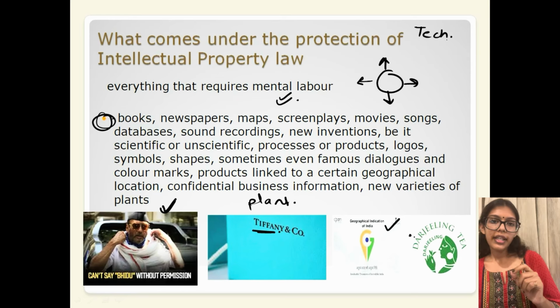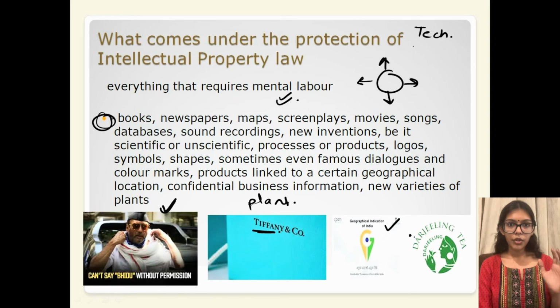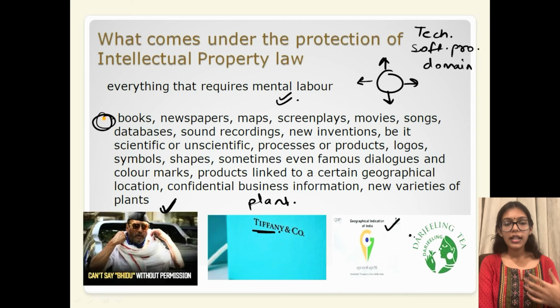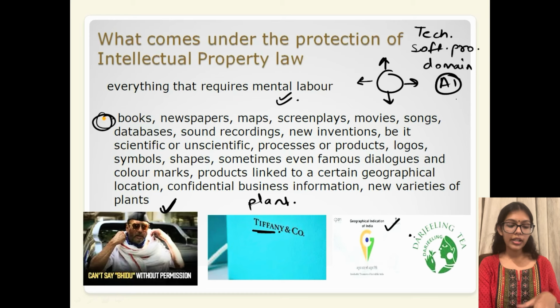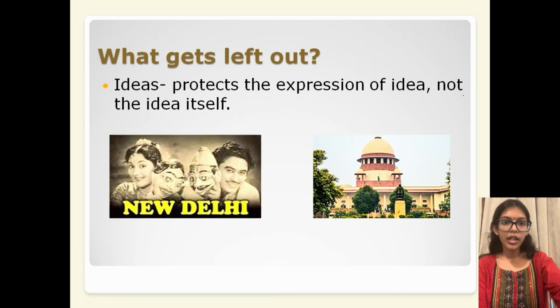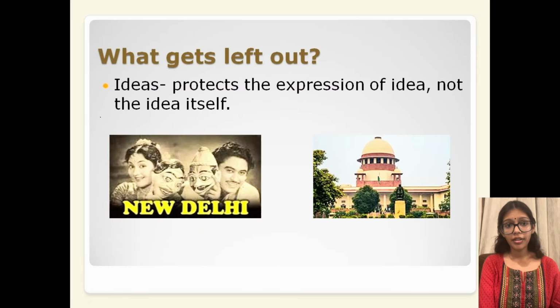Also note that in the age of internet, new sets of IP protection is also emerging. So in terms of technology, you can name software protection or domain protection. And lately talks of protection in AI is also emerging, but right now a concrete legislation is yet to be formed. Alright, now for the interesting part, what cannot be protected?